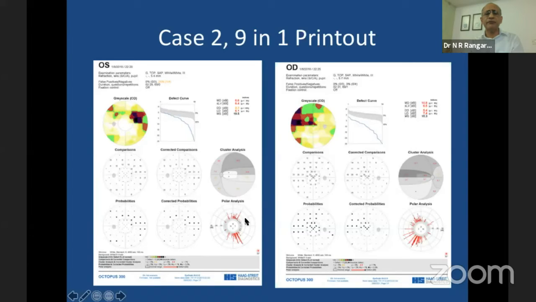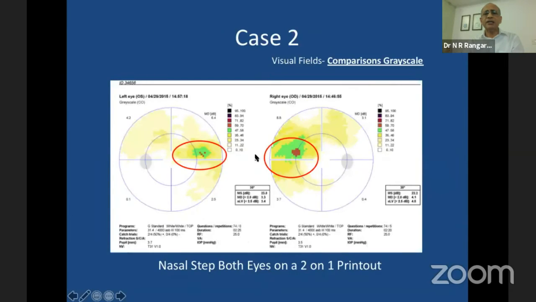And when you look at the polar analysis, which gives you the structural extrapolation, you know where to look for in the optic disc. And this is called the 2-on-1 printout. Remember, this particular grayscale is derived from the comparisons, meaning that you have the raw values which are indexed to age. When the raw values are indexed to age, you remove all the unnecessary clutter and you look at the topography of the defect.